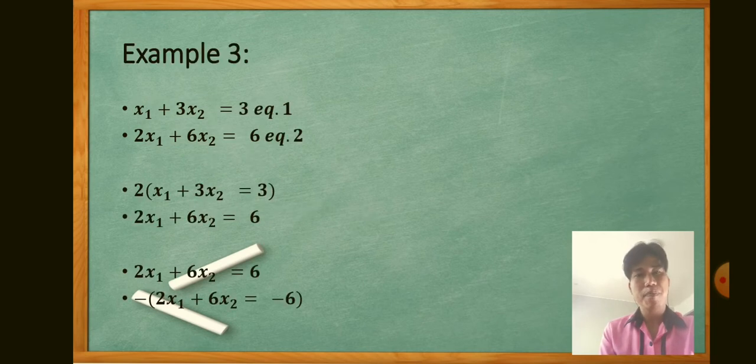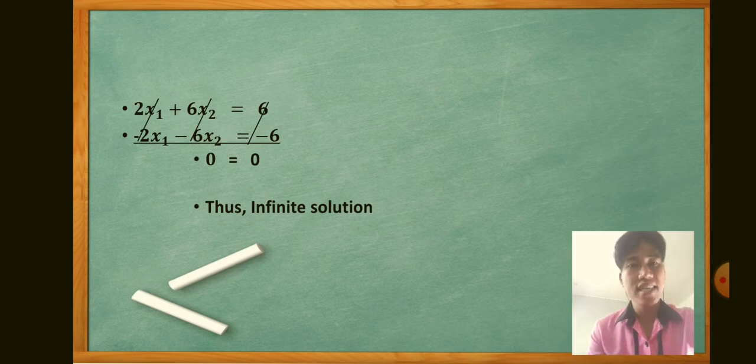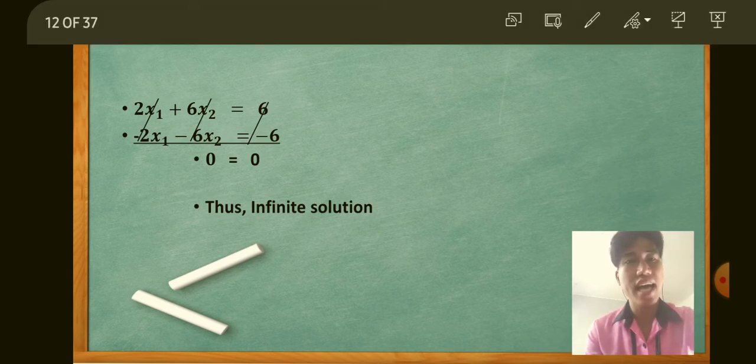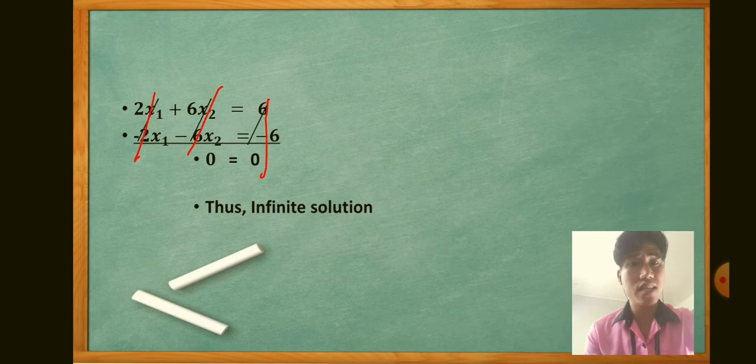So here we can cancel x1 and x2. However, we can also cancel 6. So, the remaining is 0 is equals to 0. In that case, it is infinite solution. If 0 is equals to 0, it is infinite solution, or there are many solutions in the equation.